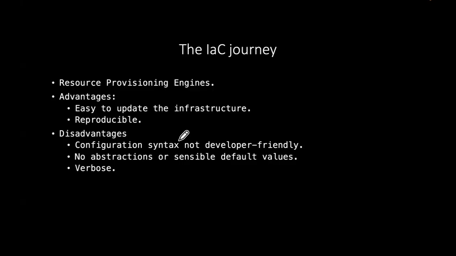So the configuration syntax here I'm saying is not developer friendly. There are no abstractions built into the YAML that you write because you're dealing with low-level resource configuration properties. Hence, your configuration code, your CloudFormation templates, are quite long. That's the verbosity point there. So they were the disadvantages. How do we overcome those, or what solutions are available to us as developers to deal with these downsides?